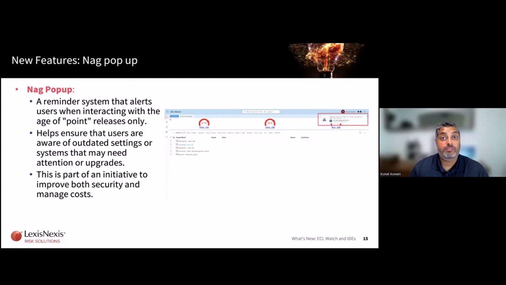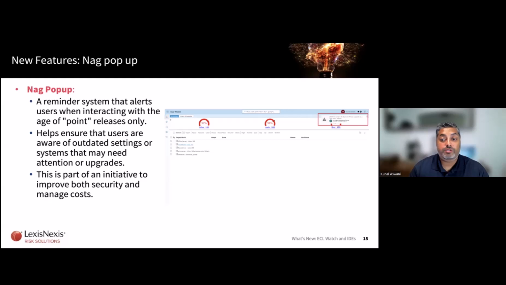Another feature that we've introduced is the nag pop-up. This is a reminder system designed to alert users when they're interacting with environments running older point releases. The goal here is to ensure that users are aware of any outdated settings or systems that might need attention or upgrades. This reminder is particularly important as part of our broader initiative to improve security and manage costs.